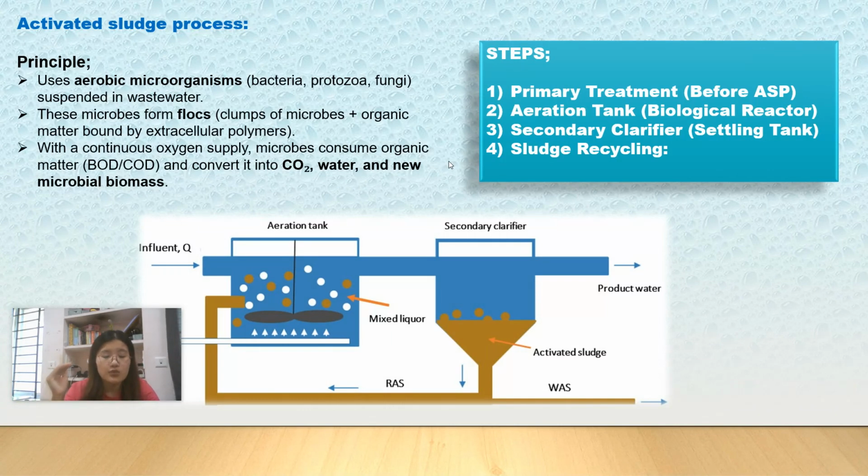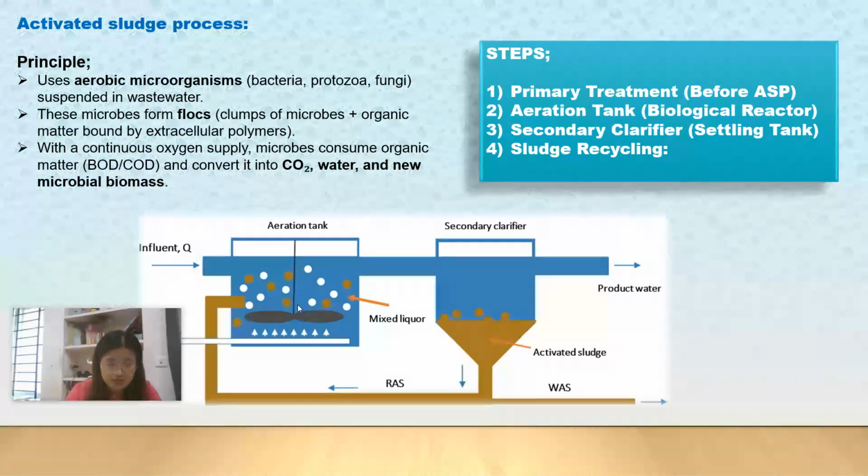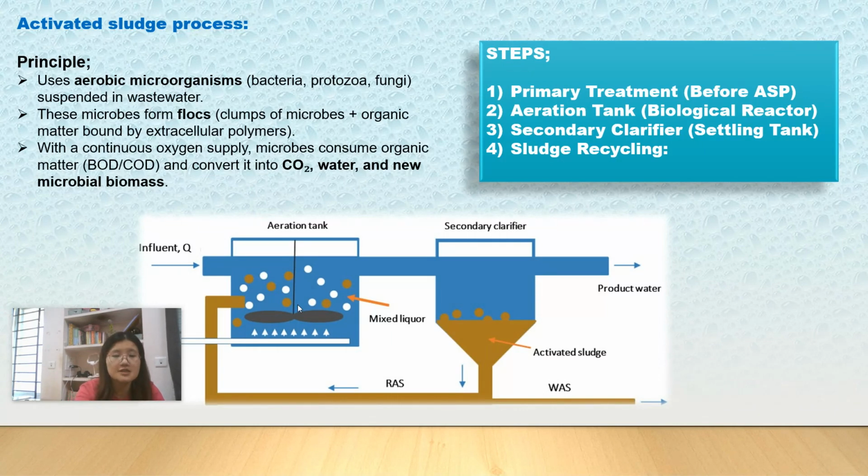where the wastewater enters the aeration tank and is mixed with microbial suspension. As I have mentioned here, mixed liquor. They are mixed with microbial suspension, which is also known as activated sludge. Throughout the process, oxygen is supplied continuously, and the microorganisms present in the wastewater oxidize the organic matter, where now the byproducts are carbon dioxide, water, and new biomass.